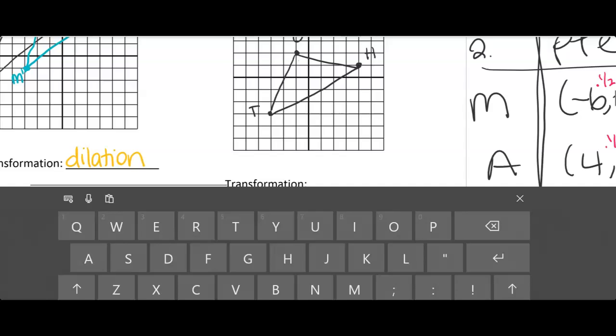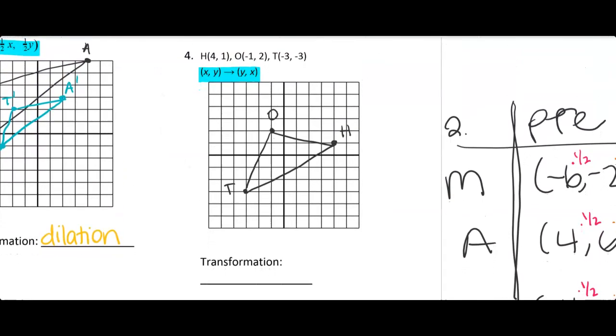Going back to my coordinate plane, I can graph those points. So I'm at 4, 1 for... Oh, I'm graphing the original points. Whoopsies. The new one was 1, 4. 2, -1. And -3, -3. T actually stays the same. Oh, I went to the wrong place for O. 2, -1. Here's O. And there you have that. So this one actually is a reflection as well.